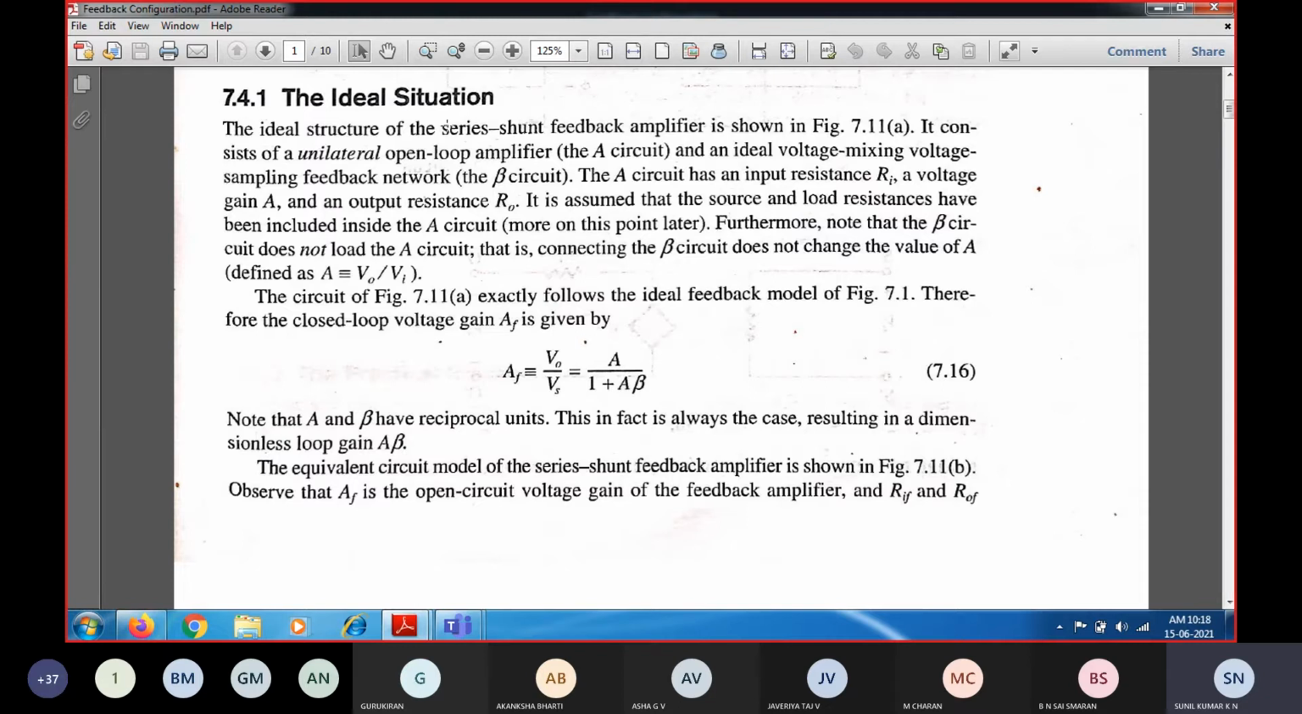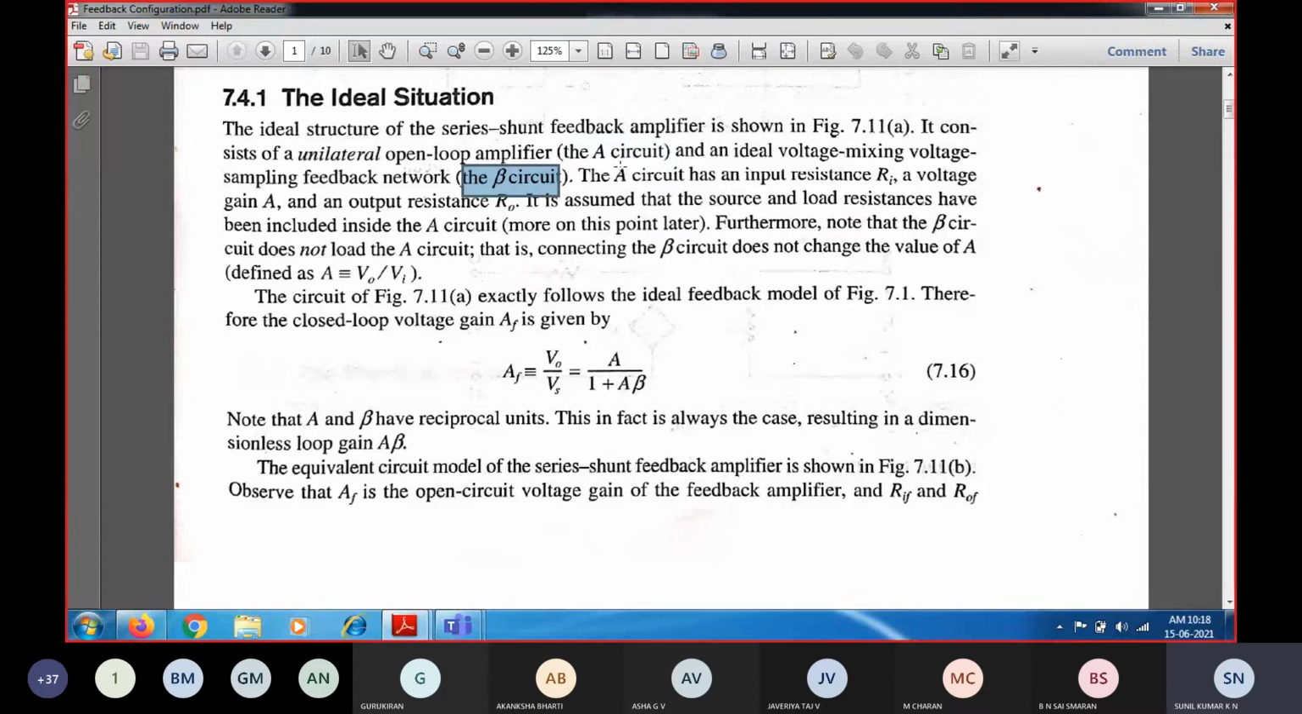Okay. So I have shown the ideal series shunt feedback amplifier, in which there is a unilateral amplifier. A unilateral open loop amplifier means you are not having any feedback from the output to the input; that type of amplifier is called an open loop amplifier. So it contains a unilateral open loop amplifier, that is the amplifier circuit, as well as an ideal voltage mixing, voltage sampling feedback network. This is the ideal feedback network, which has voltage mixing at the input side as well as voltage sampling at the output side. That is nothing but beta, the feedback circuit.